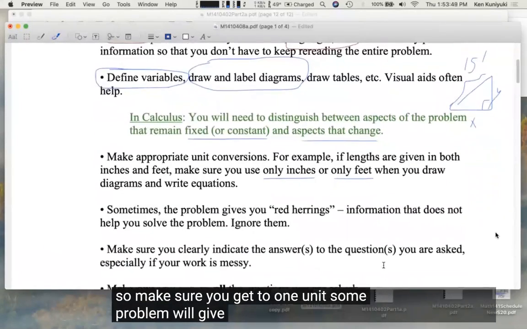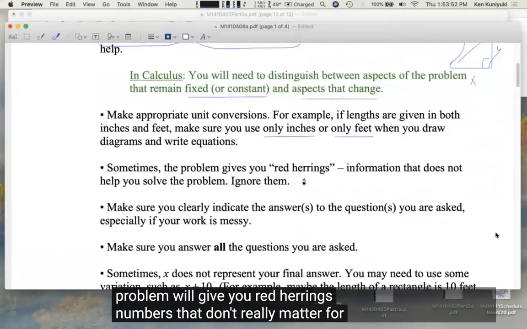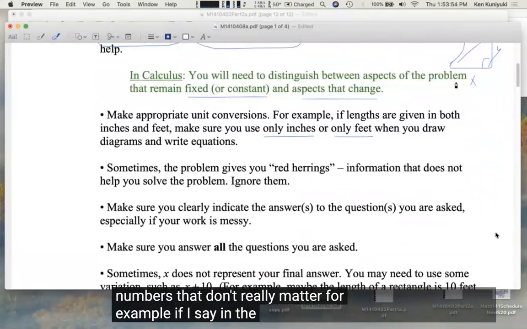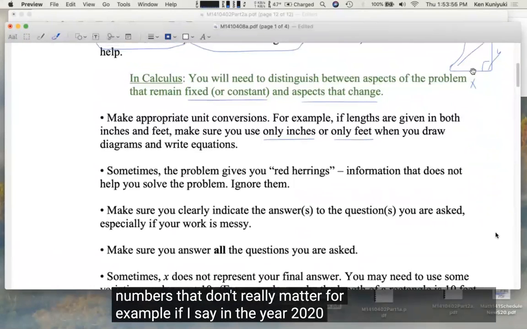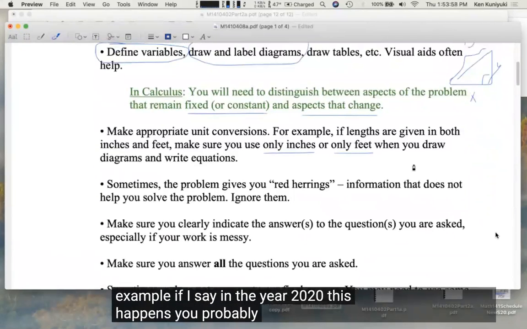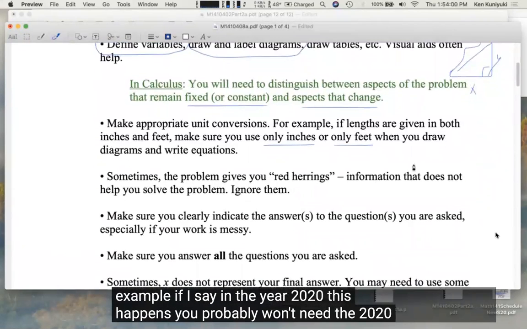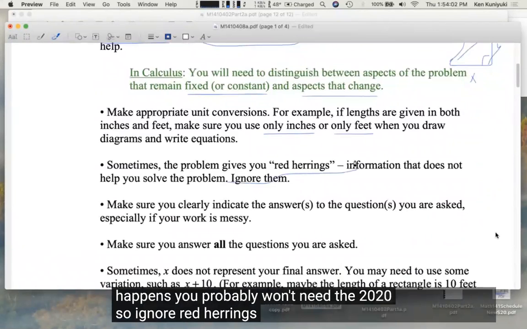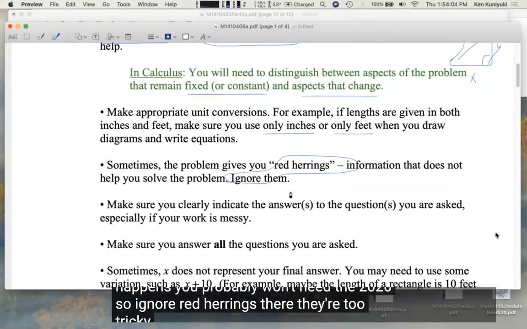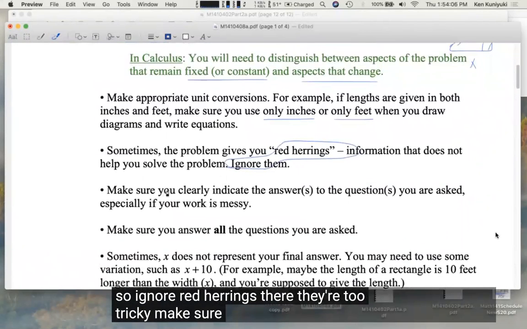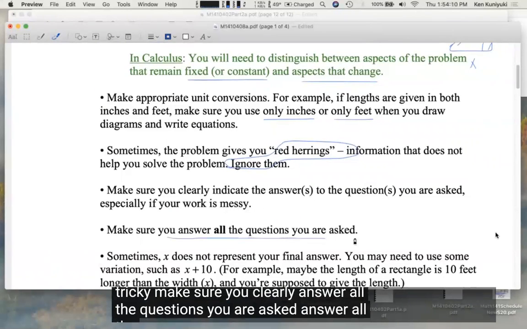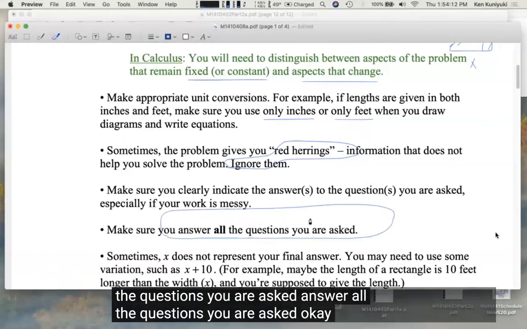Sometimes the problem will give you red herrings, numbers that don't really matter. For example, if I say in the year 2020, this happens, you probably won't need the 2020. So ignore red herrings. They're there to trick you. Make sure you clearly answer all the questions you are asked. Answer all the questions you are asked. Okay?